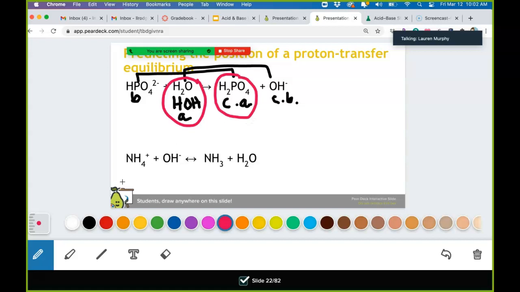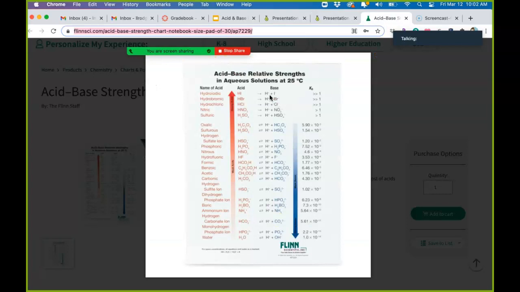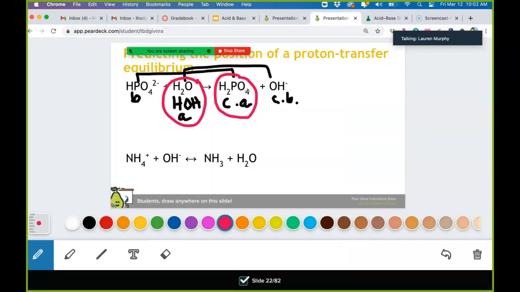So basically, you're trying to pick who the stronger acid is, because the stronger acid will be the one that gets to lose the hydrogen ion. So we go to our chart. Again, you cannot do these problems without either K values or a chart. There's no way to do it without that. So we have water and H2PO4 minus.